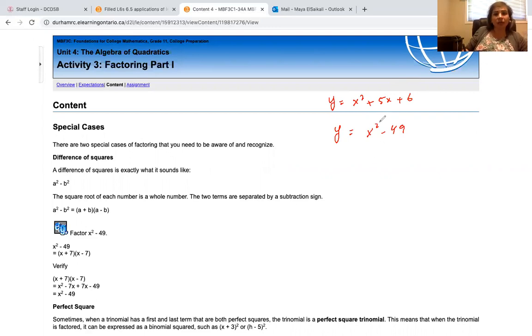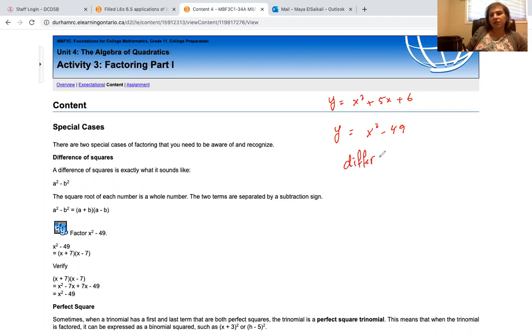It's still quadratic because I have a degree 2. So this is still part of the quadratic, it just has only two terms. So the middle term is missing. This is a special case, and we call this case the difference of squares. All right, so why do we call it the difference of squares?